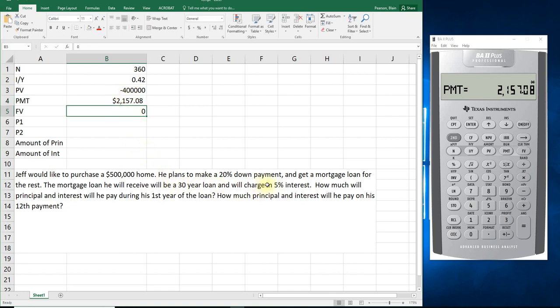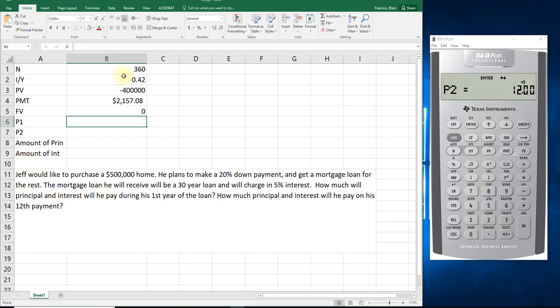The question asks, how much will he pay during his first year of the loan? To solve this, we can hit second and then PV, which will activate the AMORT feature on your calculator, which is short for amortization. From here, there's a P1, and if we scroll down, a P2 value. What these P1 and P2 values represent are the values that we want to analyze. So, for example, if we want to figure out how much interest and principal he will pay in his first year of the loan, P1 would equal 1, but P2 would equal 12.